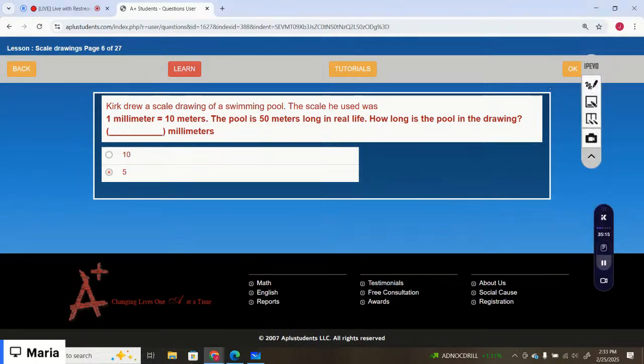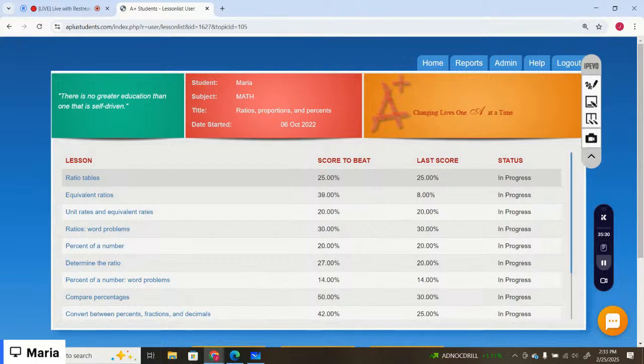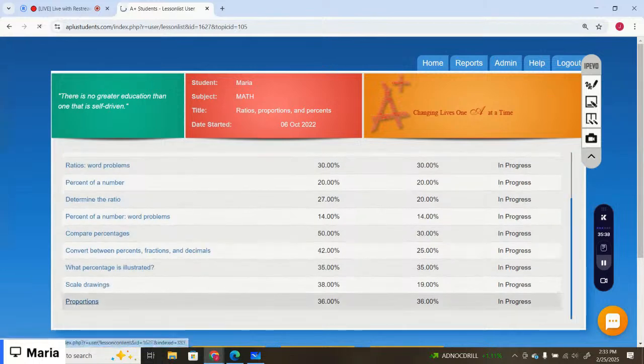Okay, you can complete the lesson by yourself later today. Let me just move on to the next lesson. The next lesson is proportions.